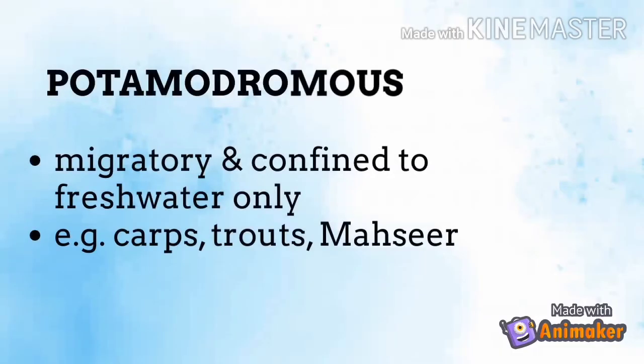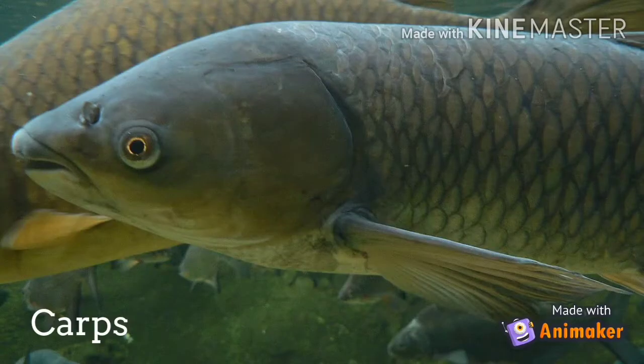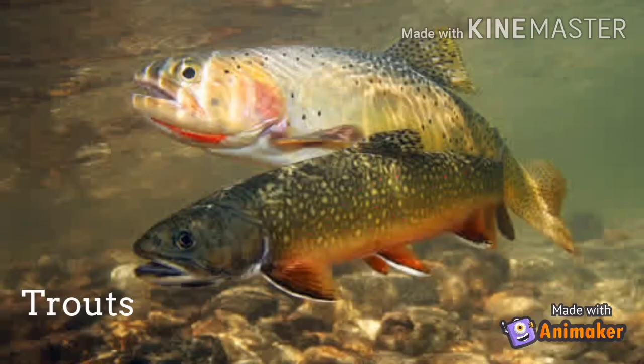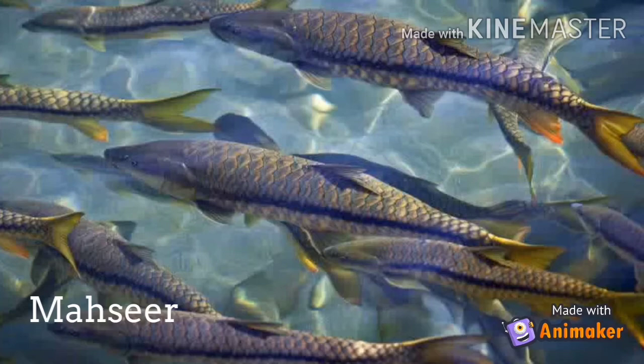Migration that occur entirely within freshwater are classified as potamodromous. For example, carps, trouts, and mahseer fish.